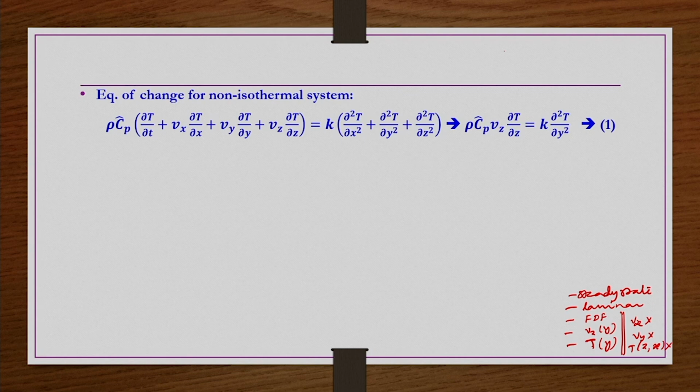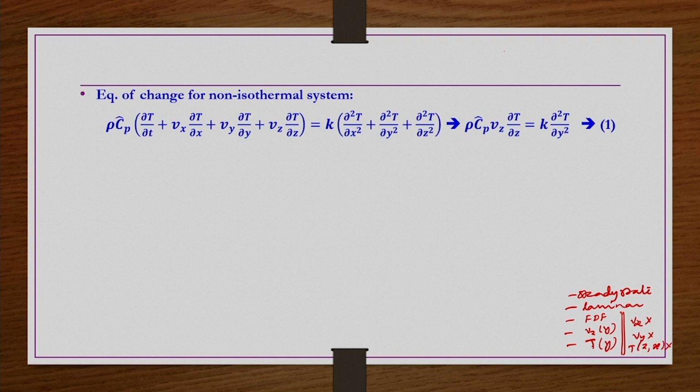Under these constraints, we first obtain the temperature distribution, and then we use it in the equation of motion to find the velocity distribution for this free convection problem. The equation of change for a non-isothermal system in Cartesian coordinates is rho Cp tilde times dou T by dou t plus Vx dou T by dou x plus Vy dou T by dou y plus Vz dou T by dou z equals k times dou square T by dou x square plus dou square T by dou y square plus dou square T by dou z square.